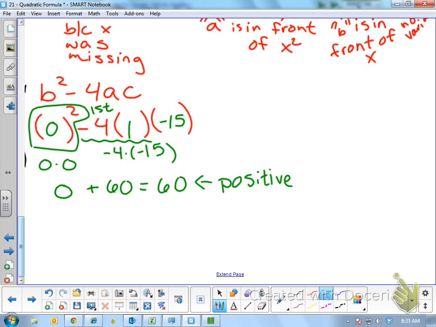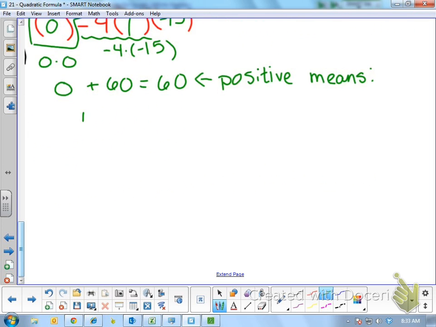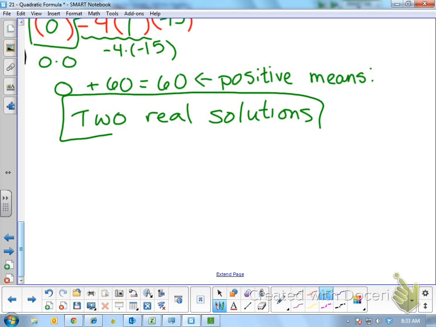So when we had a positive answer, what did that mean for our type of solution? Two real solutions. Jesus, Austin, and Taylor are all correct. 2 real solutions. Since that's what we asked for, we asked for how many and what type. We need to actually state 2 real, 1 real, or 2 imaginary. We need to actually write that information down.